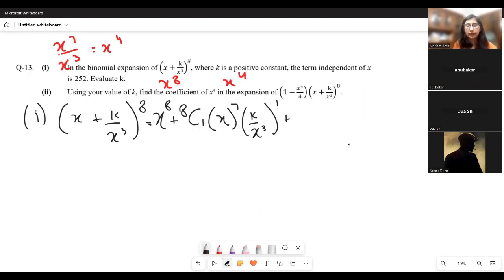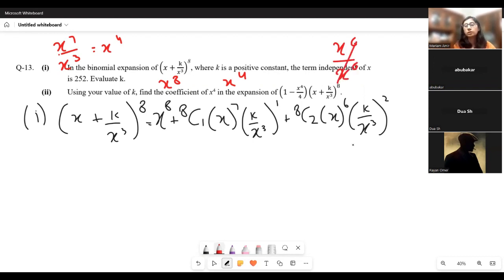Moving on, 8c2 x power 6 k upon x cube power 2. We have x power 6 in the numerator and 3 times 2, which is x power 6, in the denominator. They cancel out and you get 1. So we have the constant term right here.